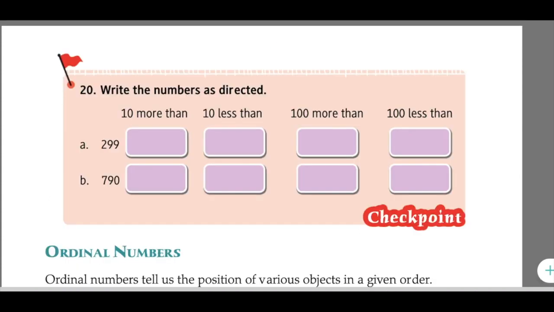20. Write the number as directed. A. 299. Here 10 more than 299. When you add 10 to 299, the answer will be 309. 10 less than 299. So you have to subtract 10 from 299. So the answer will be 289. Next, 100 more than 299.